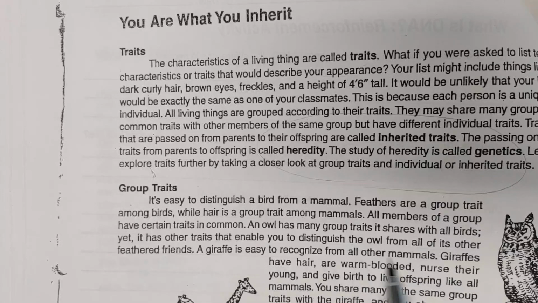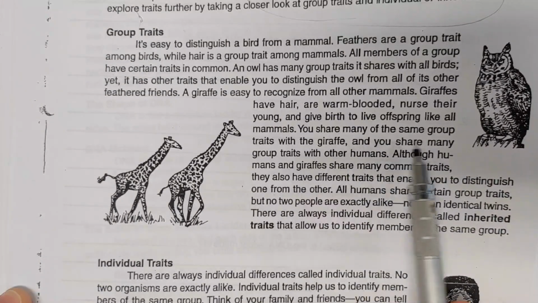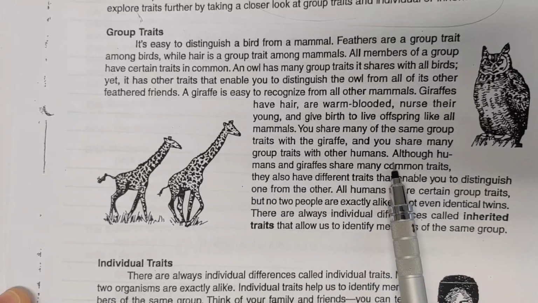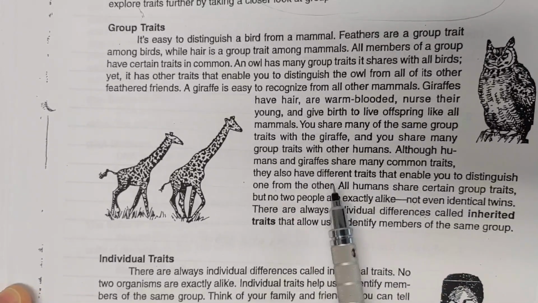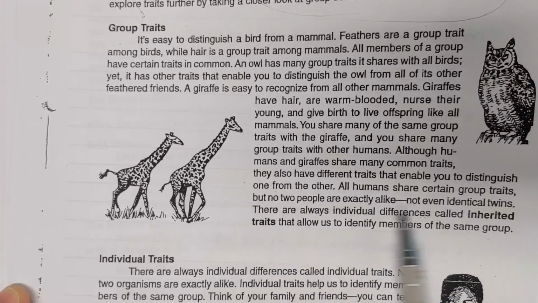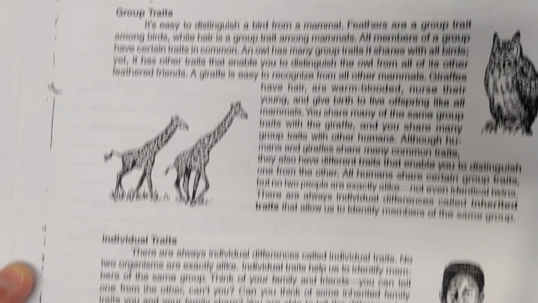A giraffe is easy to recognize from all other mammals. Giraffes have hair, are warm-blooded, nurse their young, and give birth to live offspring. Like all mammals, you share many of the same group traits with a giraffe, and you share many of the group traits with other humans. Although humans and giraffes share many common traits, they also have different traits that enable you to distinguish them from one another. All humans share certain group traits, but no two people are exactly alike, not even identical twins. There are always individual differences that allow us to identify members of the same group.